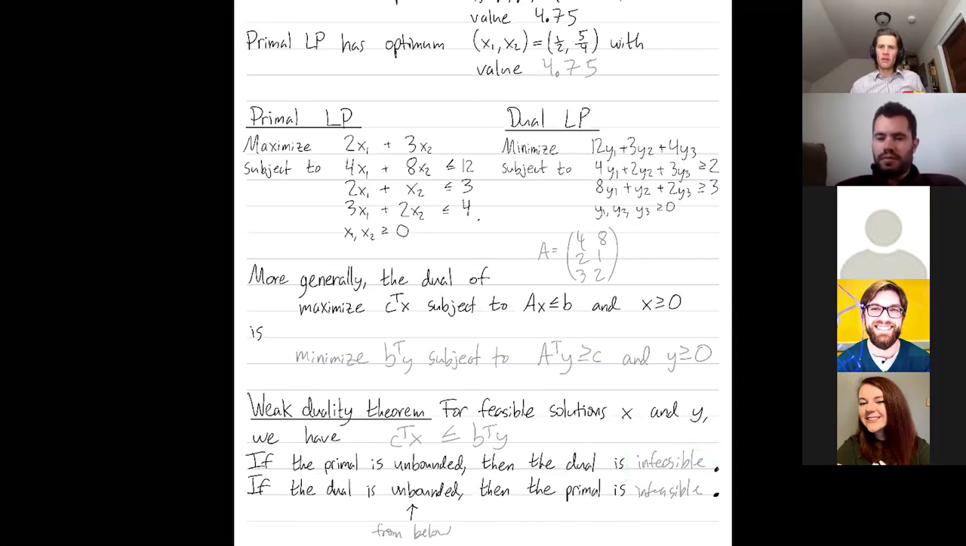Okay, so maybe I can say one thing about your question, Patrick. This is what determines the primal polytope, right? But the dual polytope depends on more than just that. The dual polytope also depends on C. So the dual polytope depends on more than just the information in the primal polytope, because it also depends on C. So this might be harder to picture.